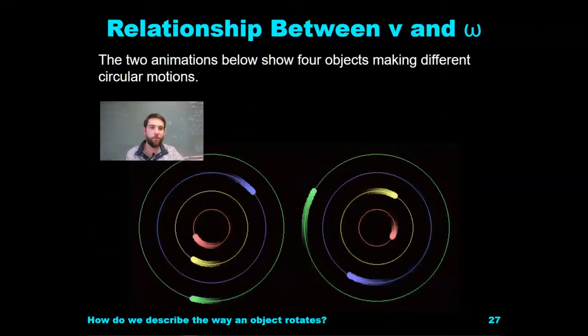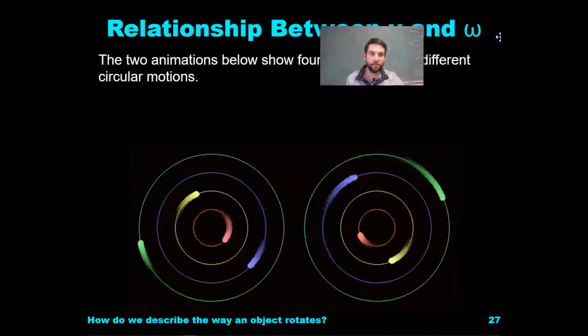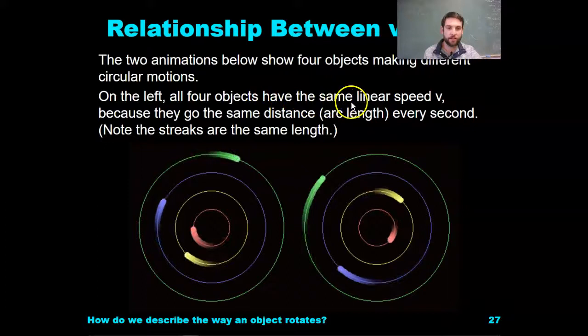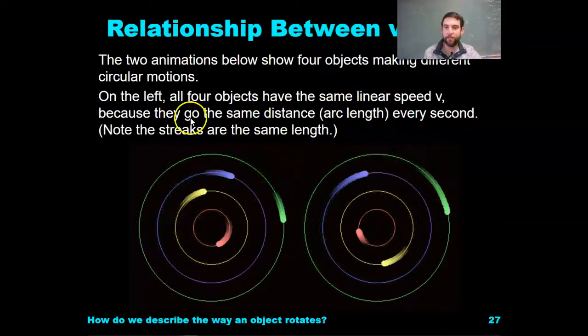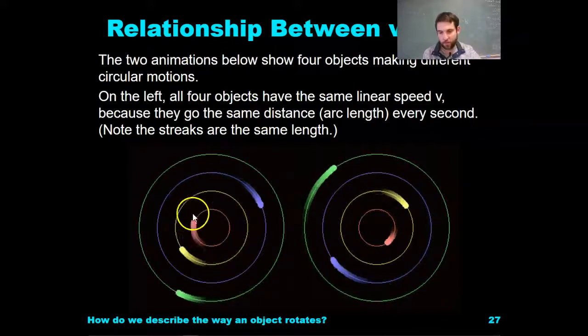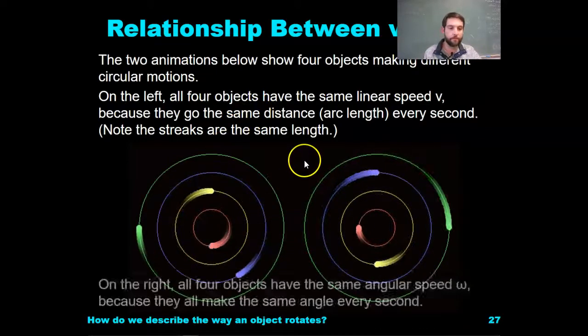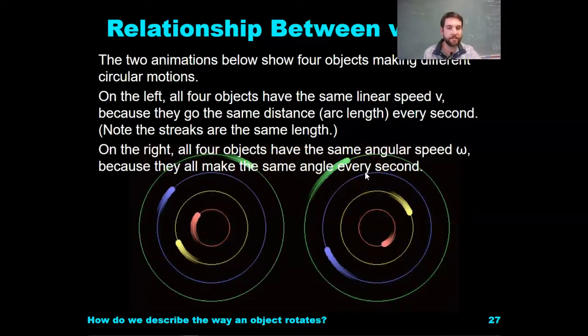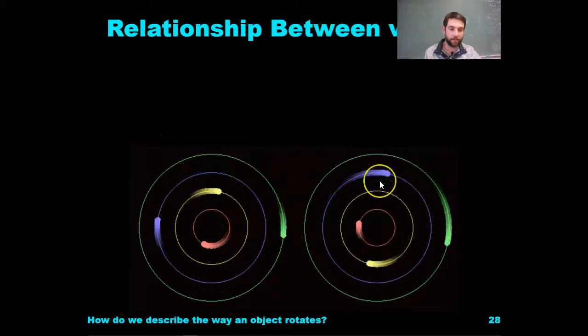The two animations show 4 objects making different circular motions. On the left, we've got 4 objects with the same linear speed v, because they go the same distance every second. Note the streaks are the same length. On the right, all 4 objects have the same angular speed, because they all make the same angle every second.